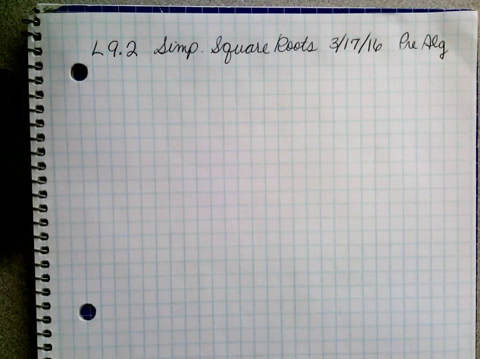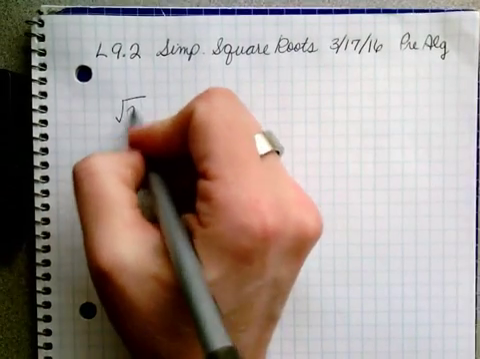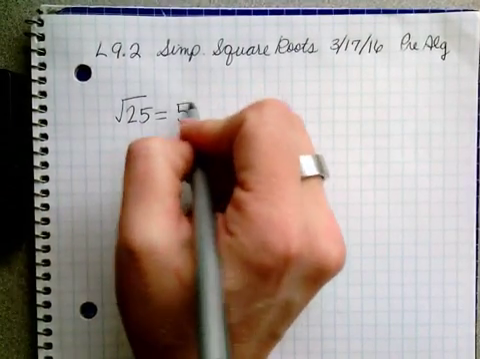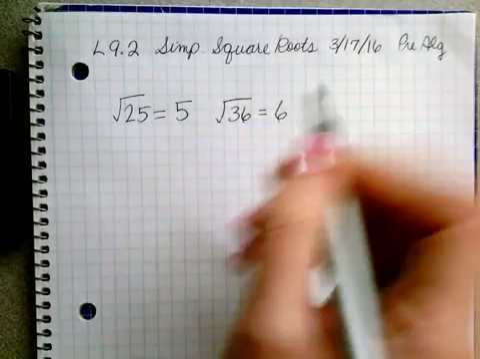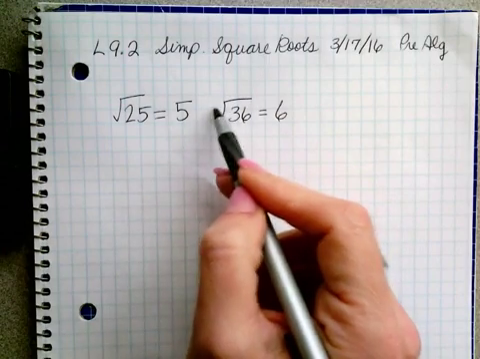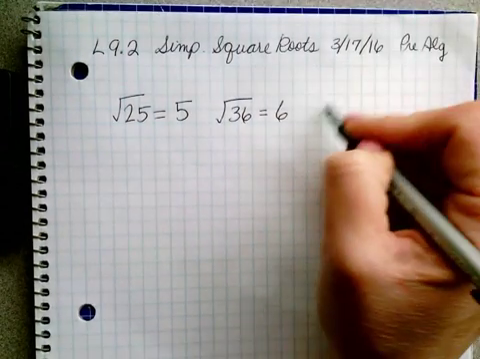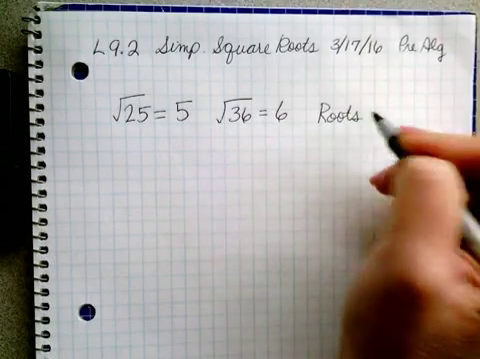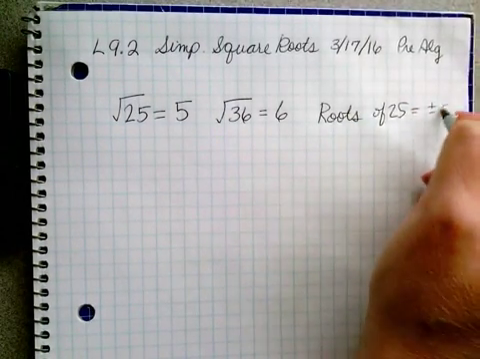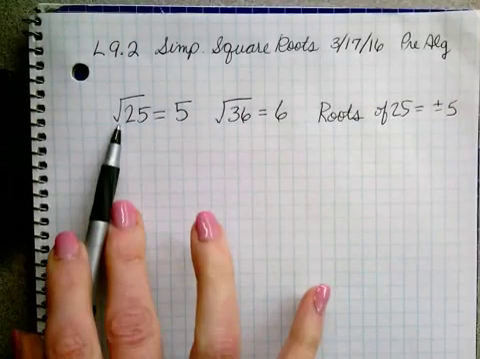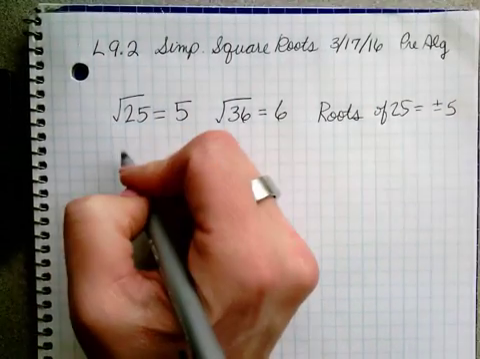Up to this point, we've dealt with perfect squares. And we've figured out that the square root of 25 is 5, or the square root of 36 is 6. Notice I'm just giving the positive because I didn't put a sign there. The roots, if I asked for it that way, of 25 would be plus or minus 5. Okay? So if they ask for it this way, you can simply answer positive.